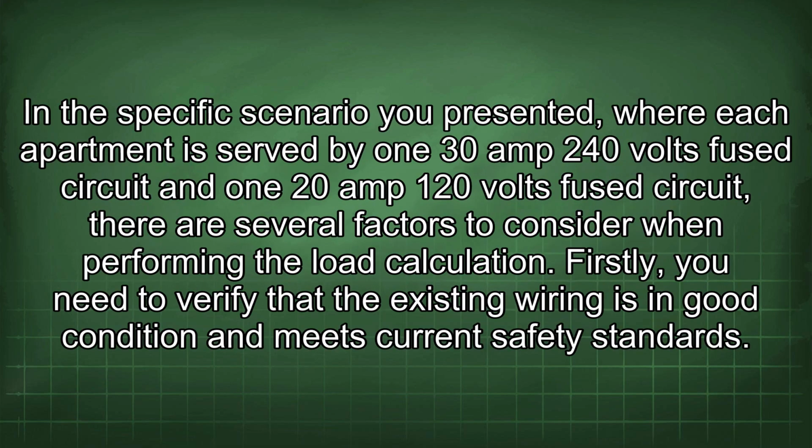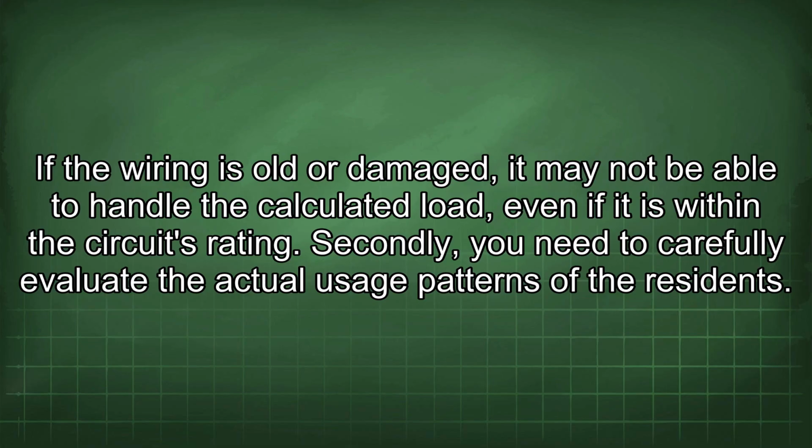In this specific scenario you presented, where each apartment is served by one 30-amp 240 volts fused circuit and one 20-amp 120 volts fused circuit, there are several factors to consider when performing the load calculation. Firstly, you need to verify that the existing wiring is in good condition and meets current safety standards. If the wiring is old or damaged, it may not be able to handle the calculated load, even if it is within the circuit's rating.